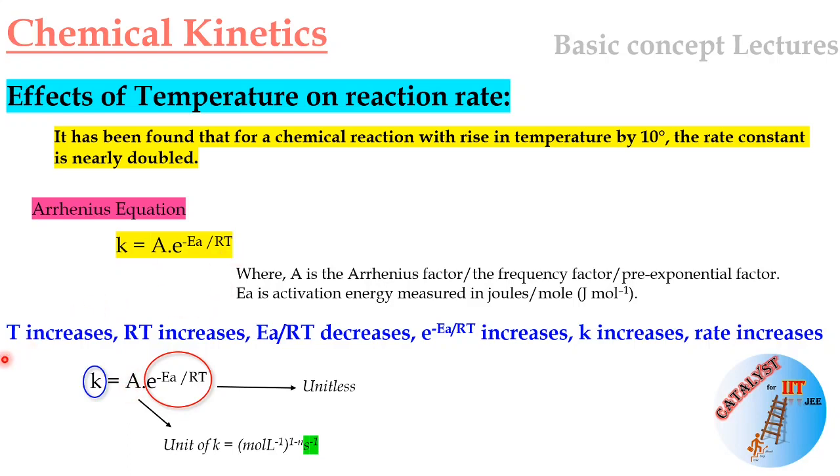Now what happens when you increase the temperature? You increase the temperature, RT increases because R is constant. That means Ea by RT is going to decrease because RT is in your denominator. Now e to the power minus Ea by RT increases. That means you are increasing the k. k means rate constant, and the rate constant increases. That means the rate is going to be increased.